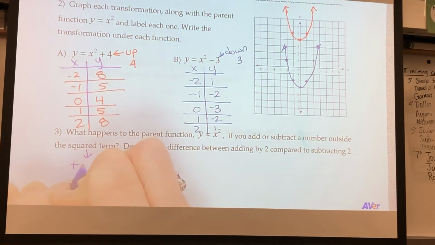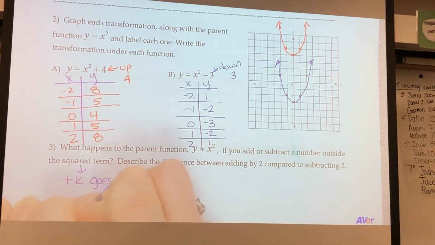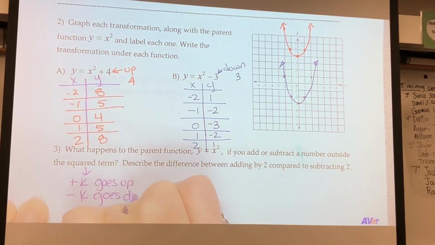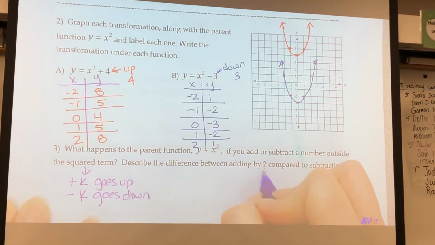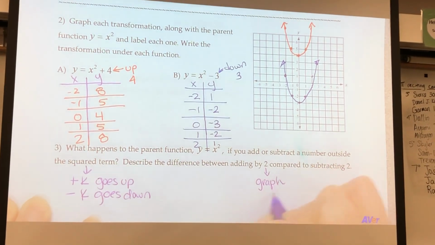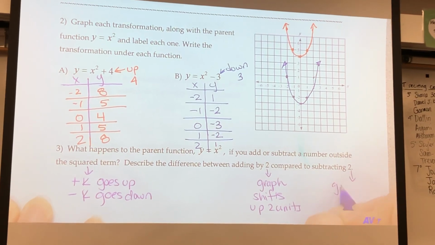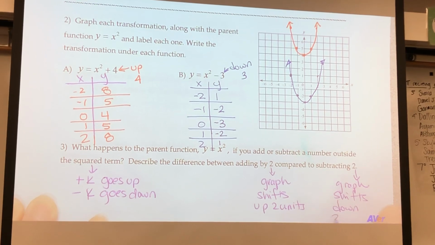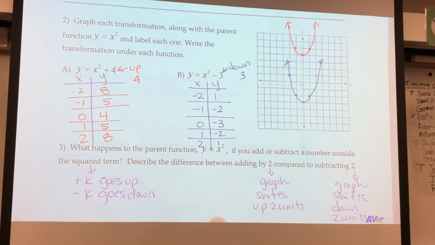Plus k, remember we talked about this yesterday, goes up, minus k goes down. So if we said what happens if we add 2 compared to subtracting 2, the graph shifts up 2 units versus the graph shifts down 2 units. And again, this is really summarizing with a different type of function what we did yesterday.